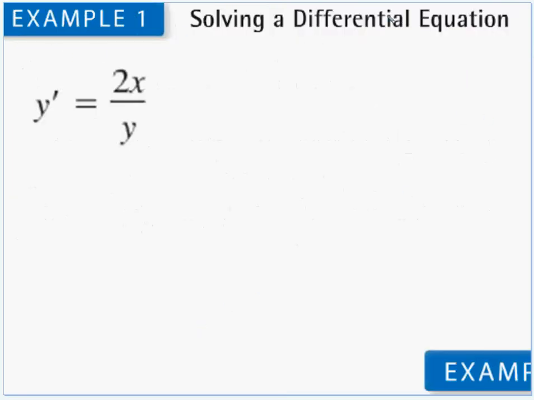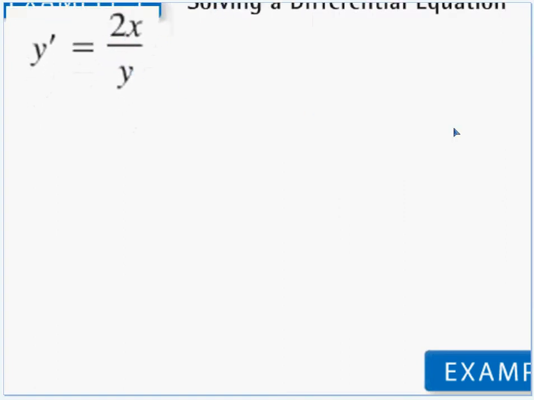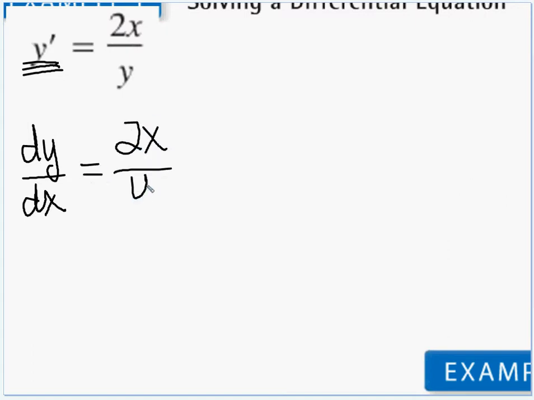So let's see here. Example 1, solve this differential equation. We've got y prime equals 2x divided by y. Now, throughout the school year, I have been singing the praises of Leibniz, especially the Leibniz notation. Here's where it comes in very handy again. I'm going to take out this y prime and replace it with the superior dy dx. The derivative of y with respect to x is equal to 2x over y.